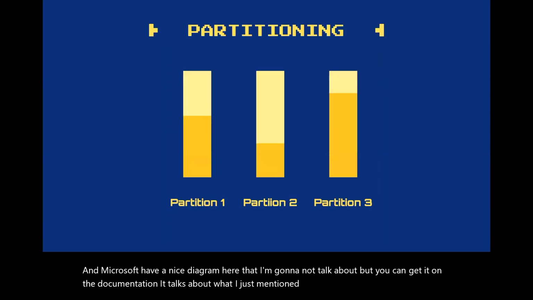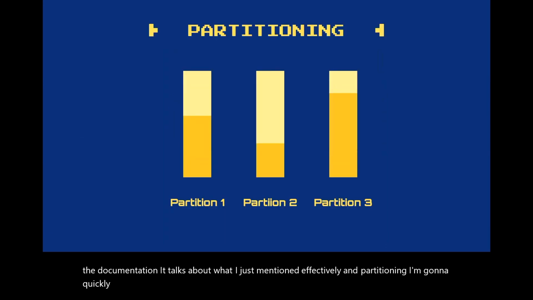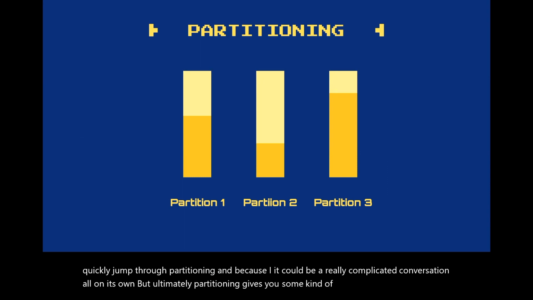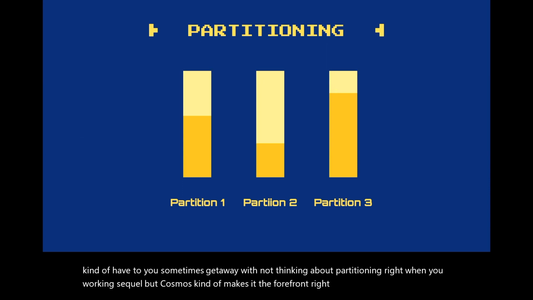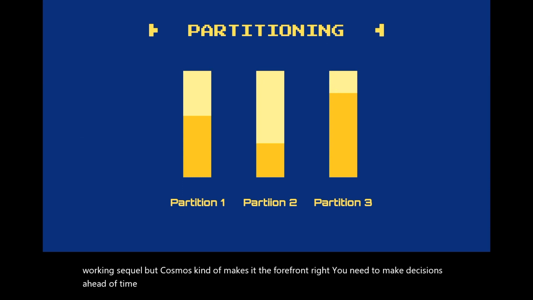And partitioning, I'm going to quickly jump through partitioning because it could be a really complicated conversation all on its own. But ultimately, when you get SQL, you sometimes get away with not thinking about partitioning, right, when you're working with SQL, but Cosmos makes it the forefront, right? You need to make decisions ahead of time on your partitioning. And you need to choose, when you're creating a container, what partition key you have.